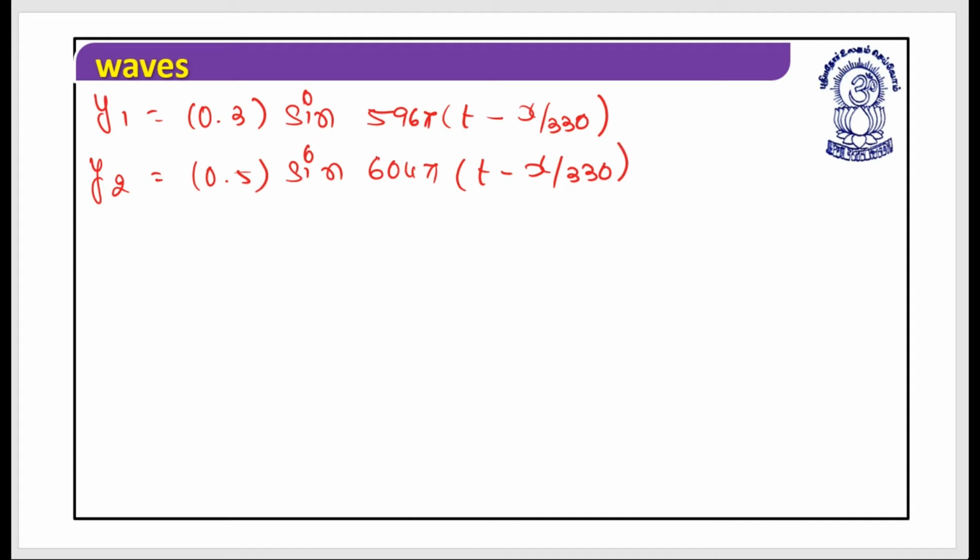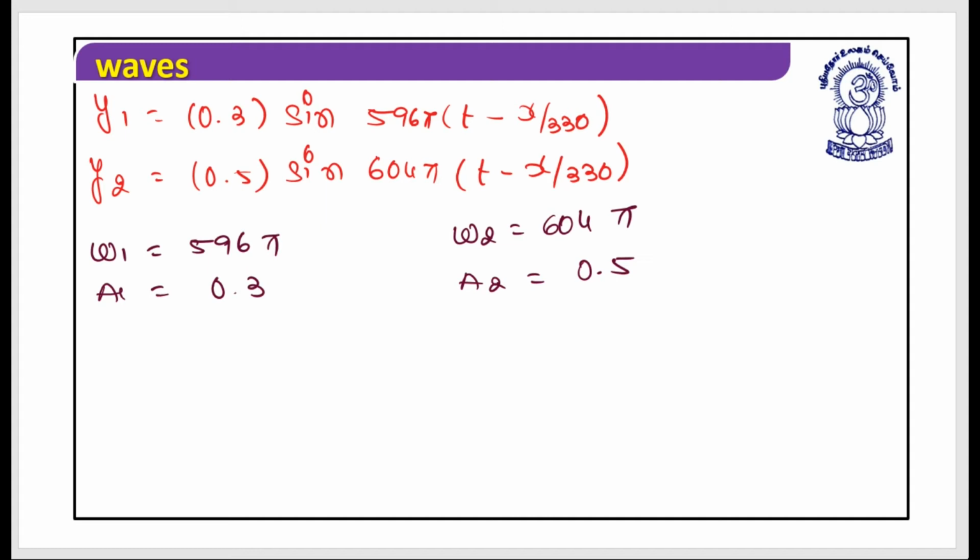So omega 1 is 596 pi, and omega 2 is equal to 604 pi, and a1 is equal to 0.3 and a2 is equal to 0.5. As omega is given, the frequencies are available. Frequency 1 would be equal to 298 hertz, and frequency 2 is 302 hertz, as well as we have been given a1 and a2 as 0.3 and 0.5.